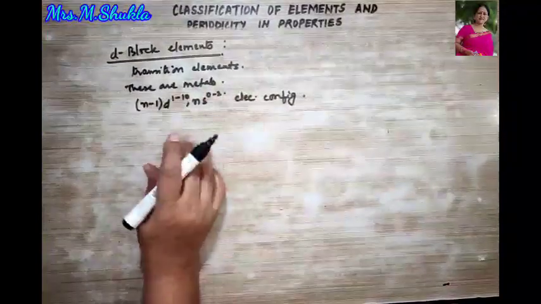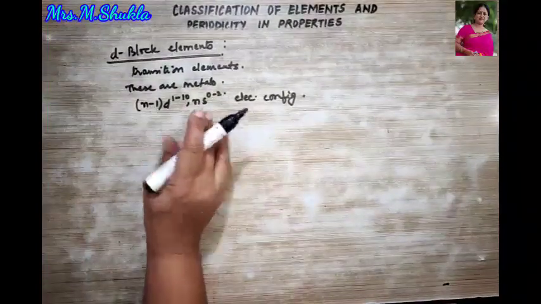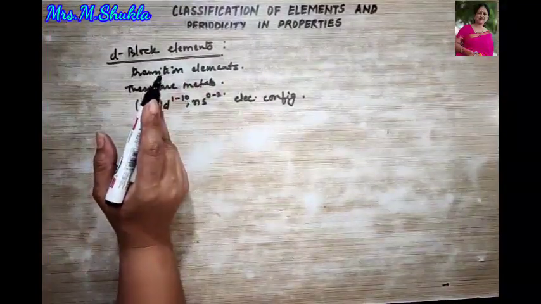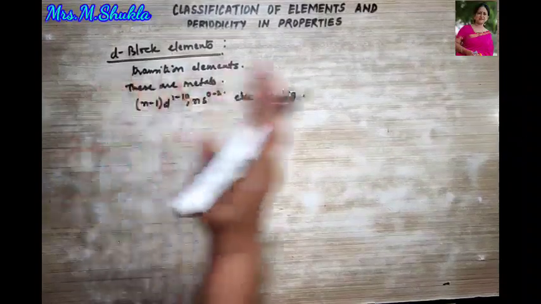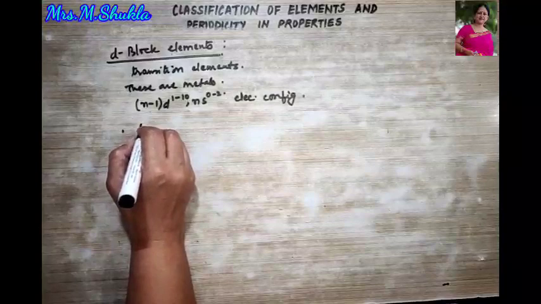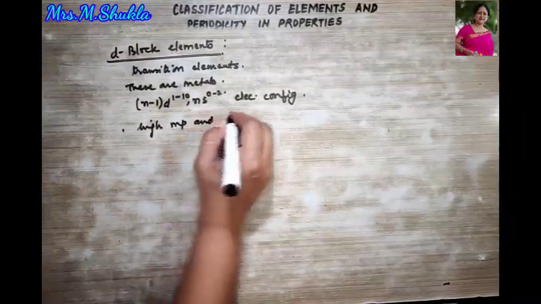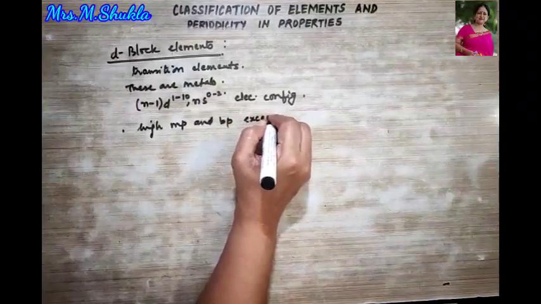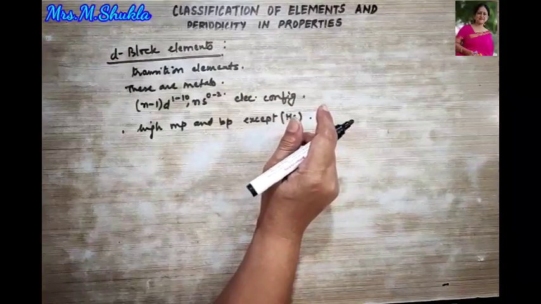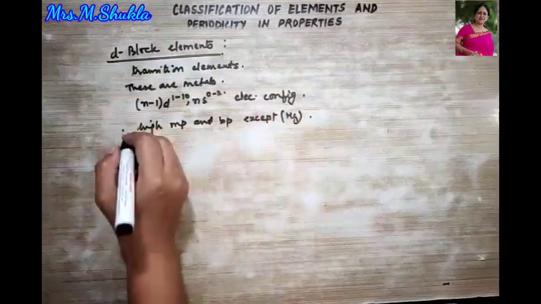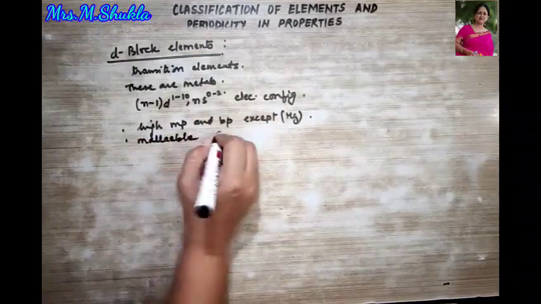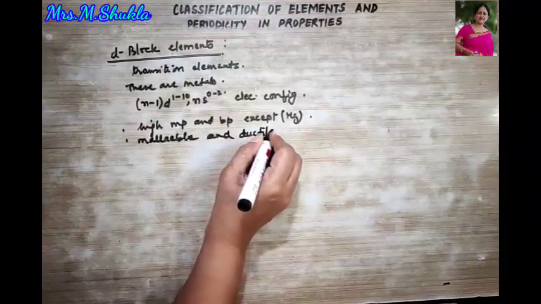Now I will show you the configuration of certain elements also based on this general configuration given to you. But before that, let us understand certain characteristics of the d block elements. As I told you, they are found between s block and p block, the center one. They are called d block elements, right? They have high melting and boiling points, except there's an exception over here, except mercury. Then second point, they are malleable and ductile. They are malleable and ductile also.